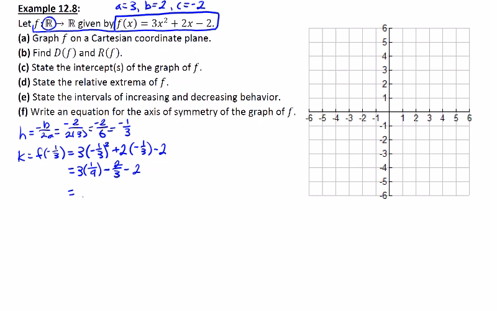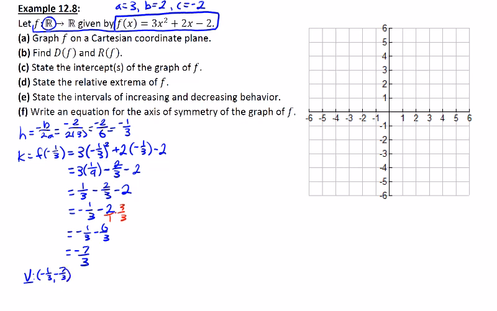Keep simplifying. 3 times 1/9 will reduce to be 1/3 minus 2/3 minus 2. So that's negative 1/3 minus 2. Now when I'm adding and subtracting fractions, we should be aware that a common denominator is required. So I'll have to treat this whole number as if it's over 1, multiply top and bottom by 3. So that gives me negative 1/3 minus 6/3 for a grand total of negative 7/3. So my vertex is located at negative 1/3 comma negative 7/3.